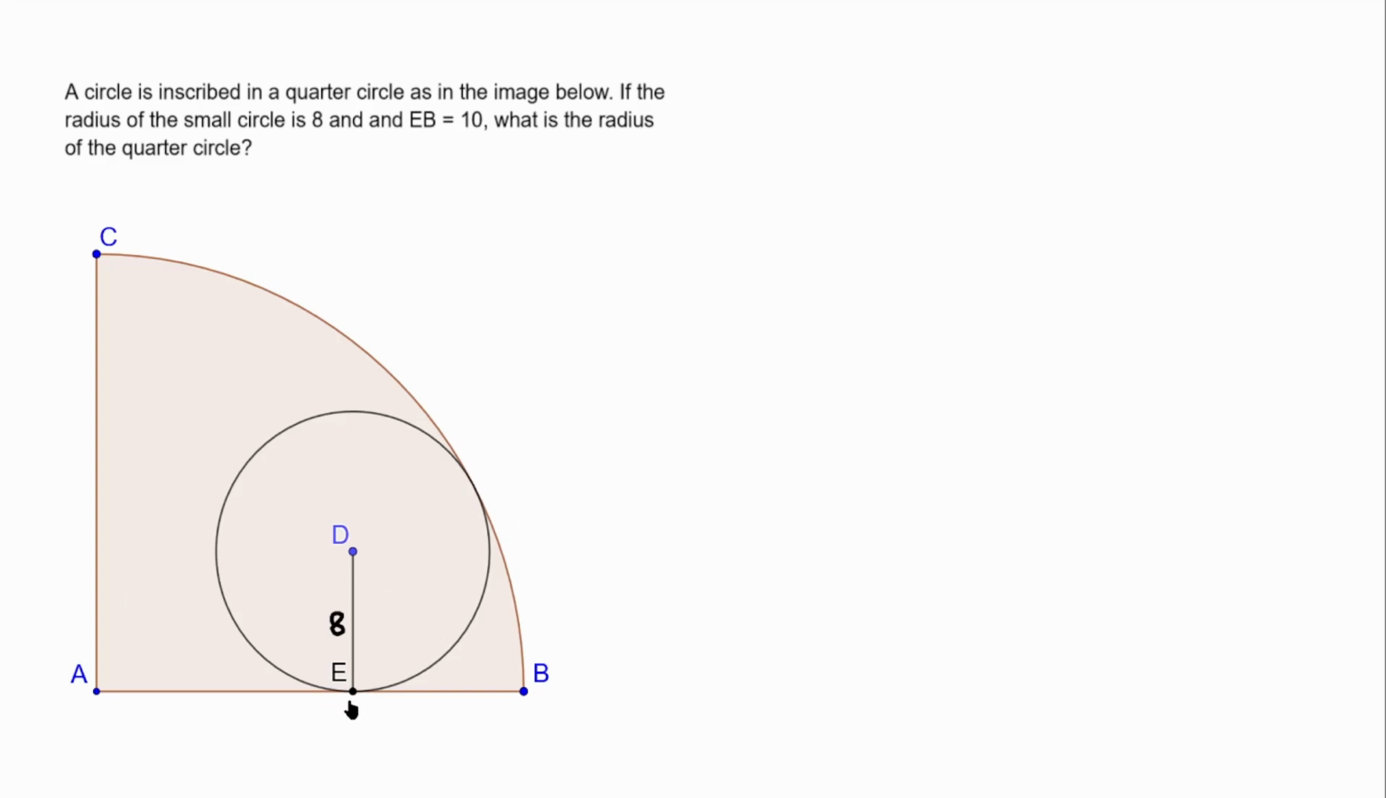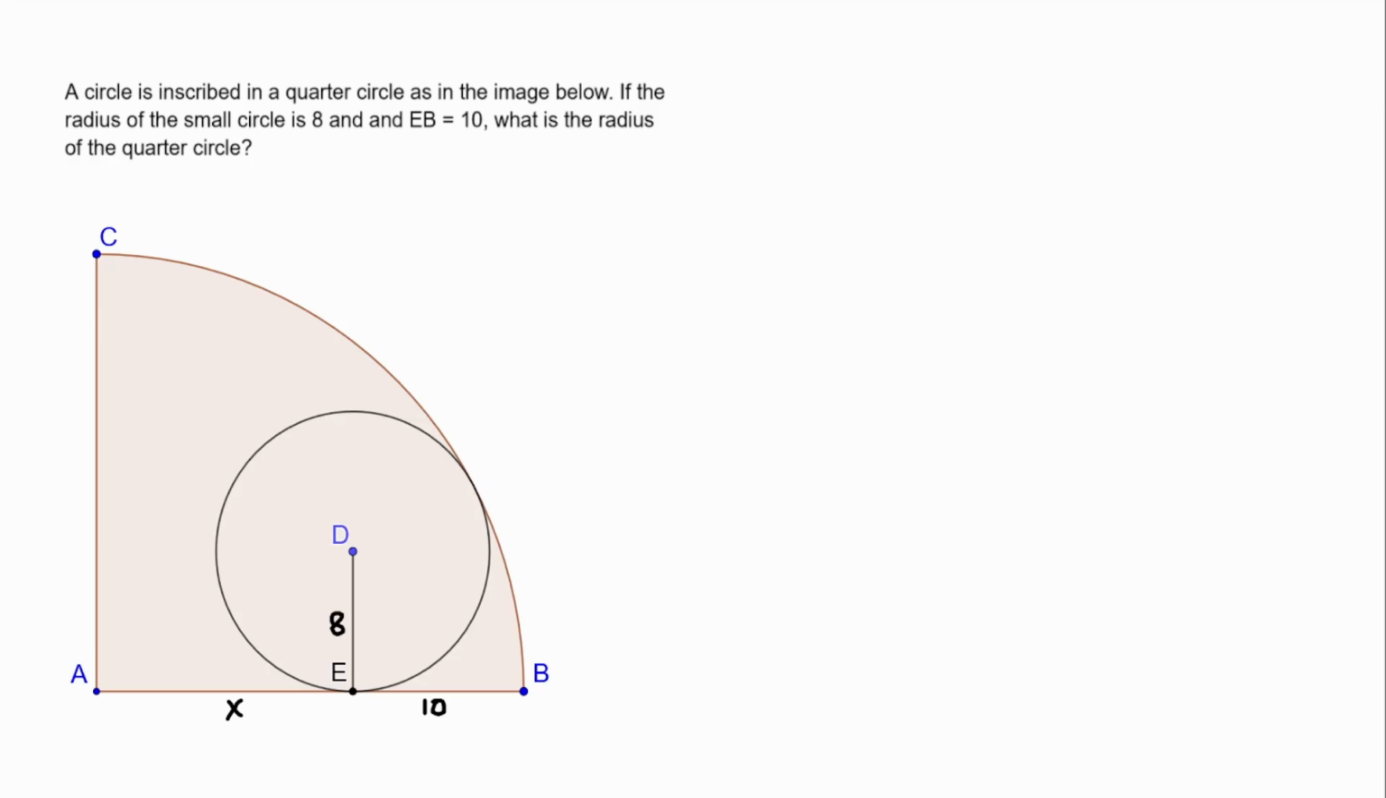Likewise, we know that the distance from this point E to the point B is 10, as stated in the problem description. We also know that if we can compute the distance from A to E, then this distance from A to E plus the distance from E to B must be the distance from A to B, which is the radius of this quarter circle here. So this is what we want to compute, and I will call this distance x. Now, to compute x, we need to find some way to express this in an algebraic equation.